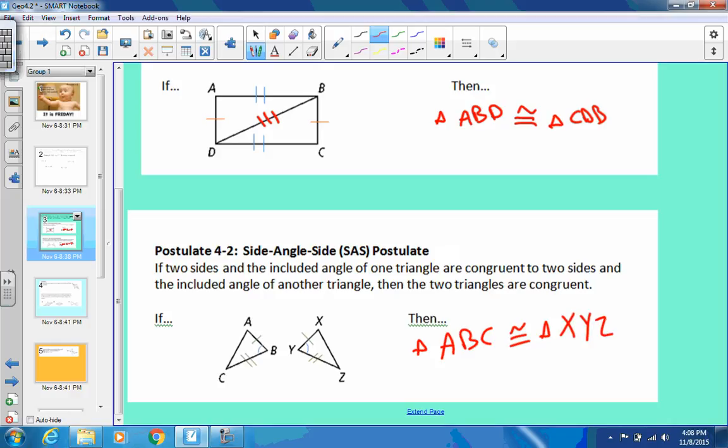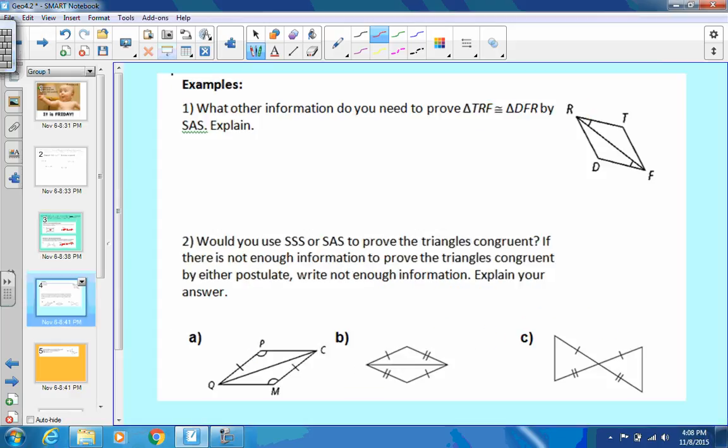So what we're going to try and do here with some of our examples and some of our proofs is we're going to try and either prove that there's a side angle side congruent or side side side congruent to prove that the triangles are congruent. Those are our two modes so far to proving that two triangles are congruent. So I have two examples.